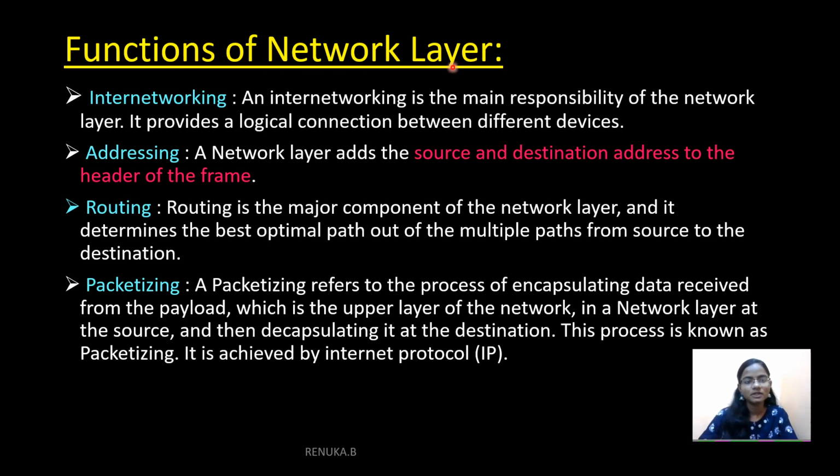Functions of network layer are internetworking. Internetworking is the main responsibility of the network layer. It provides a logical connection between different devices. Addressing. A network layer adds a source and destination address to the header of the frame. Addressing is used to identify the device on the internet. Then we saw earlier about routing. Routing is a major component of the network layer and it determines the best optimal path out of multiple paths available from the source to destination.